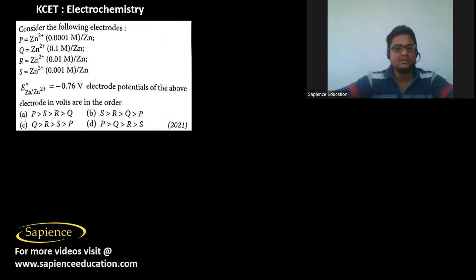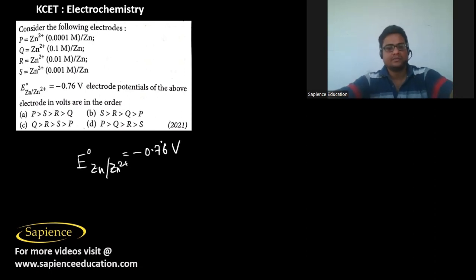Then it is told, consider the following electrodes P, Q, R, and S, where E0 of Zn2+/Zn is the oxidation potential of zinc, that is minus 0.76 volt. The electrode potentials of the above electrodes in volts are in the order.